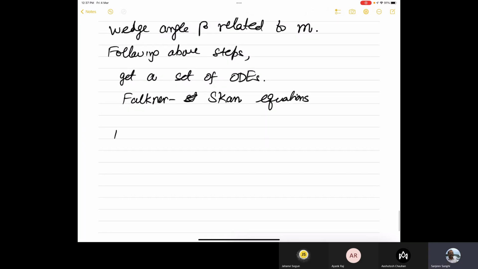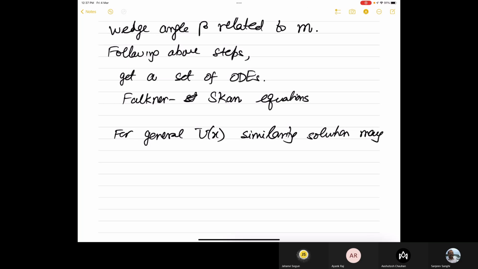Now, for a general U of x, a similarity solution may not exist. And because these equations are nonlinear, you can't even say that we will sum up any general U of x in a polynomial series of x, find each solution and add up all the solutions, because linearity is not going to work here.